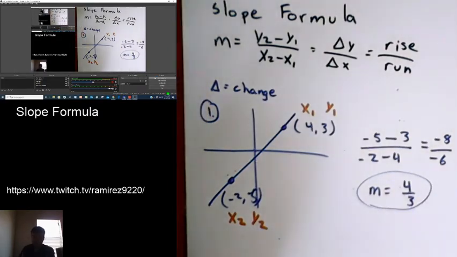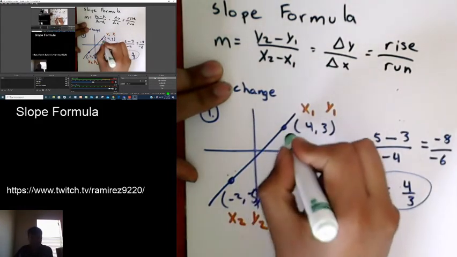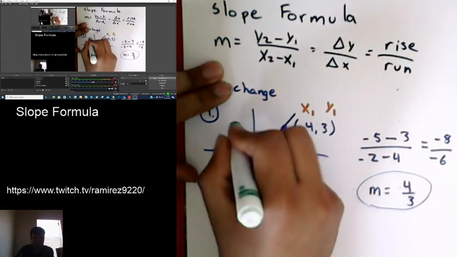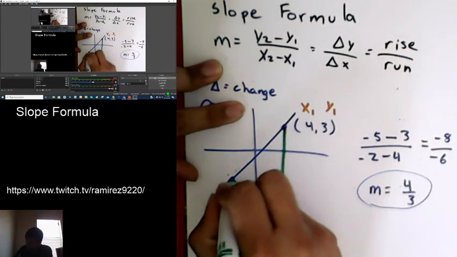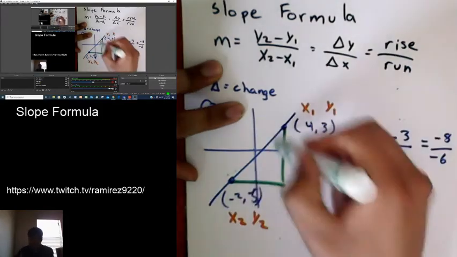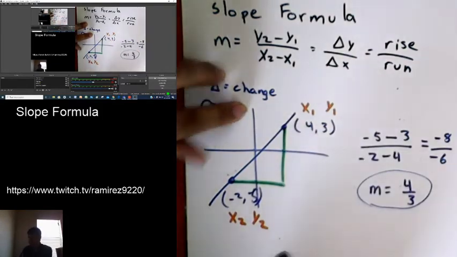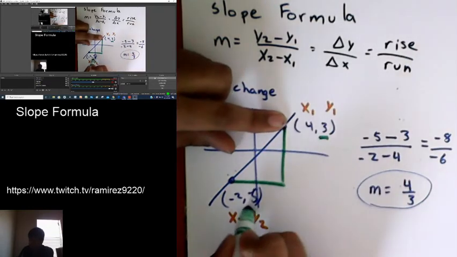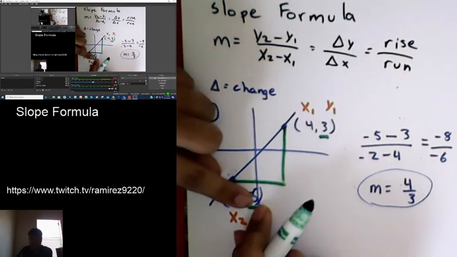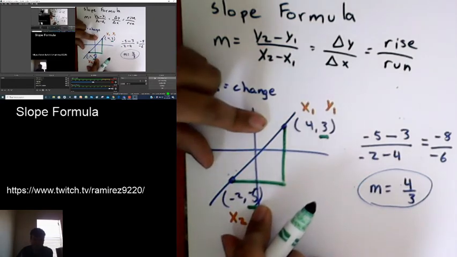Now you could also do this with rise over run. So we're just going to kind of create a triangle out of this. It doesn't matter if you go like this or like that. It doesn't really matter. Okay, so this is your rise. And all you got to do for your rise is look at your y values and ask yourself, from -5 to 3, what's the difference?